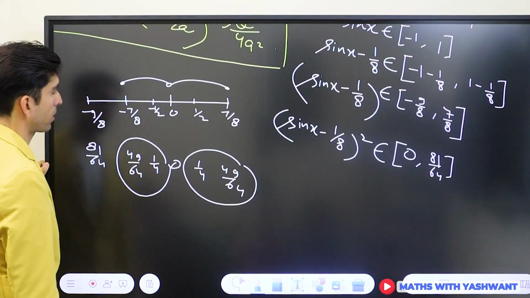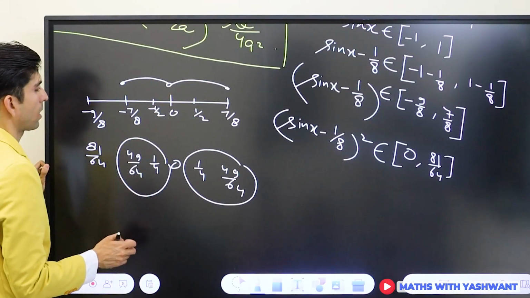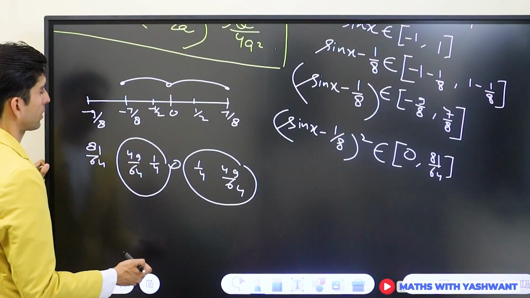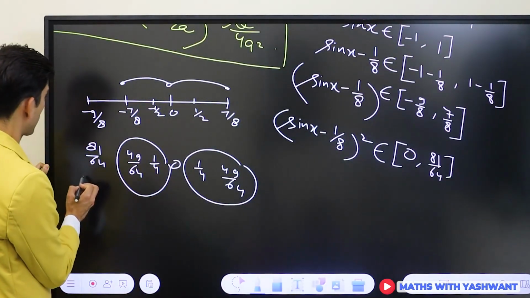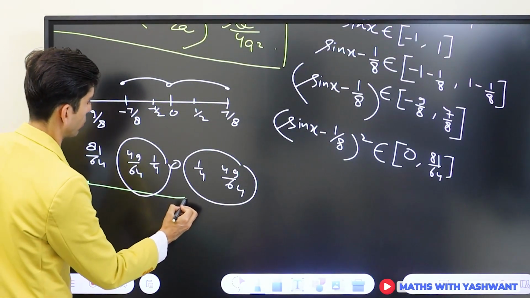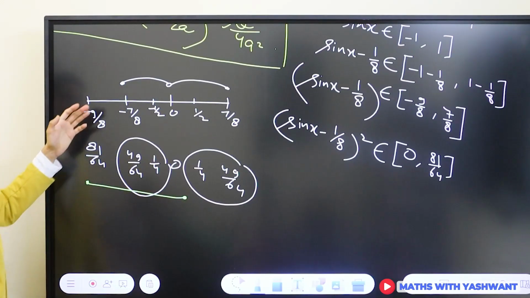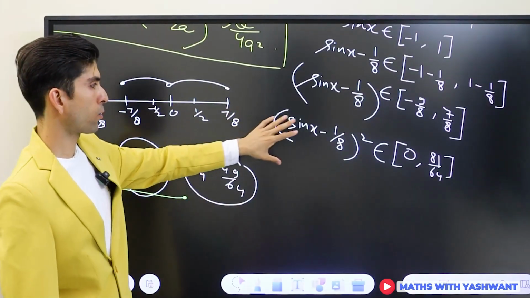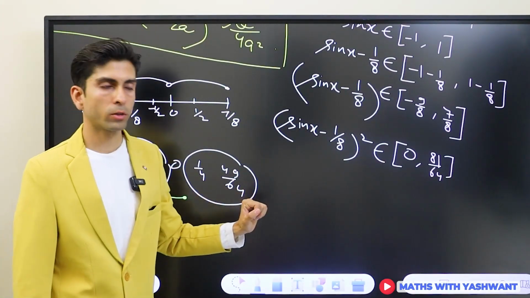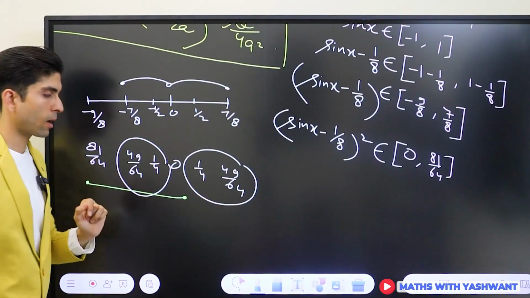So instead of taking the right hand side for the squaring process, it's sufficient that we take only this portion, from negative 9 by 8 to 0. If you square all the numbers from negative 9 by 8 to 0, you get all the elements that are supposed to be taken for the range of (sin x minus 1 by 8) whole square. Okay, and there is a logic as well.